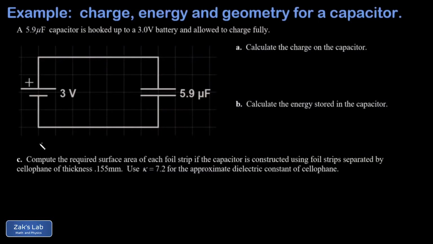In this problem, we're looking at a simple circuit where I have an ideal power source maintaining a potential difference of 3 volts, and the only other thing in the circuit is a 5.9 microfarad capacitor. In part A, we're asked to get the charge on this capacitor.